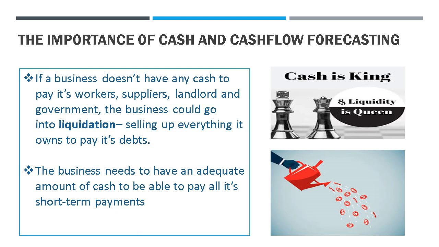So naturally, positive cash flow is preferred. Positive cash flow means your business is running smoothly. So having positive cash flow, we can always avoid the liquidation. Liquidation is a situation where the business sells up everything in order to pay its debts. So liquidity is the ability of a firm to pay back its short-term debts. That means the liquidity is considered as the queen and the cash is considered as the king.